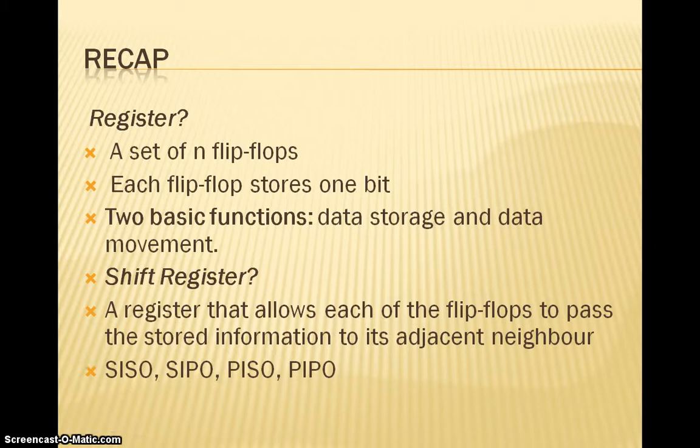And the types of shift registers are SISO, that is serial in, serial out, SIPO, that is serial in, parallel out, PISO, that is parallel in, serial out, and PIPO, that is parallel in, parallel out.